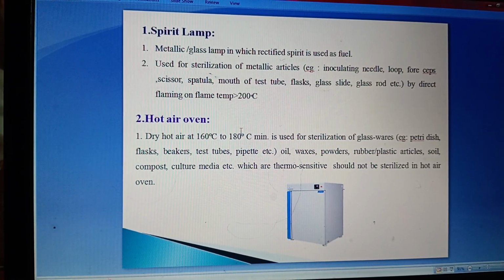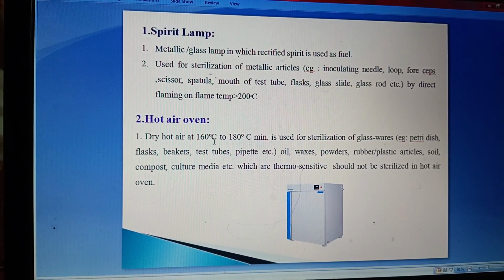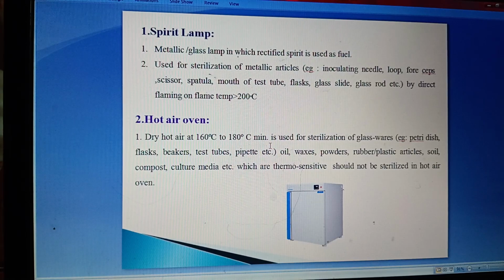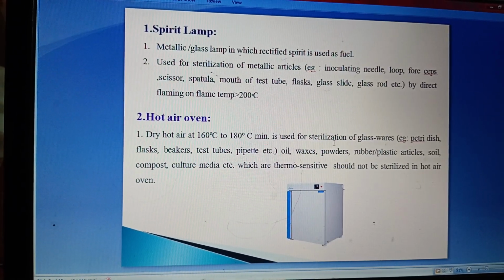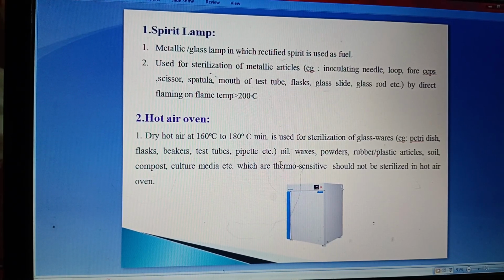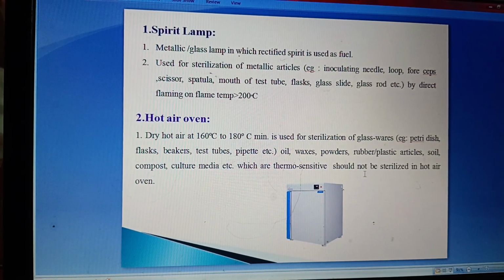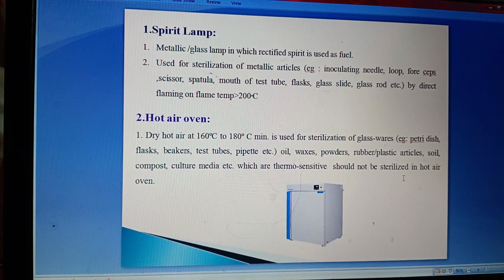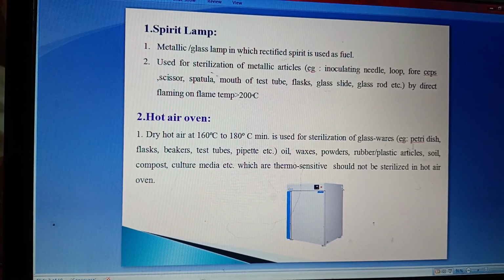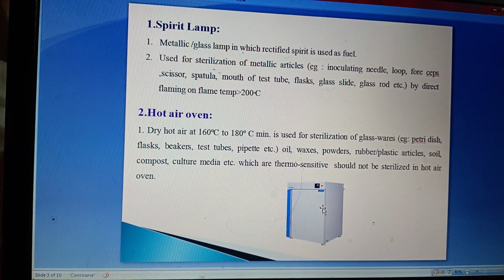Second instrument is very important, that is hot air oven. In that, dry hot air at 160 degrees Celsius to 180 degrees Celsius is used for sterilization of glasswares for petri dish, flask, beakers, test tubes, pipettes. Oil, waxes, powders, rubber or plastic articles, soil, compost, culture media, etc. are thermosensitive, so should not be sterilized in a hot air oven. See this picture. This is the hot air oven. In that we sterilize the glasswares.